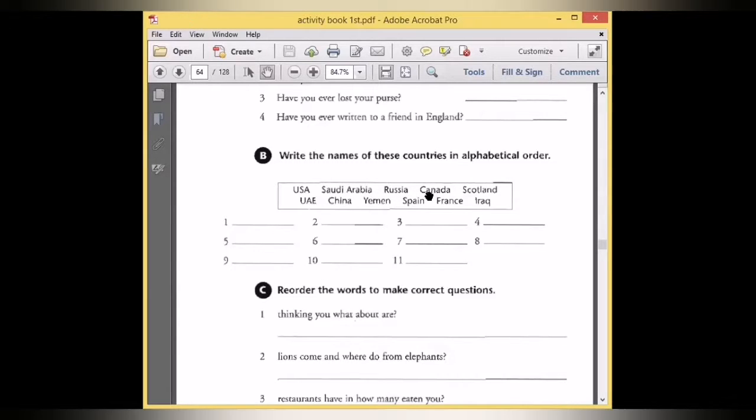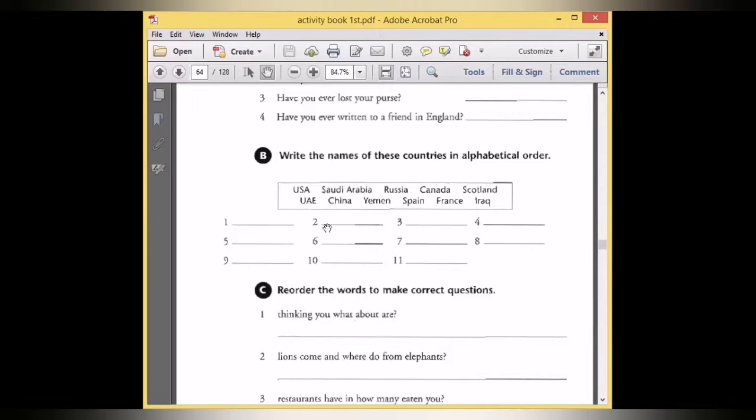So let us move to the second letter in the names, because we have two words starting with C. One of them, Canada, the second letter is A. The other one, China, the second letter is H. So which one is first? Canada is first. And so after that, we have China, right?